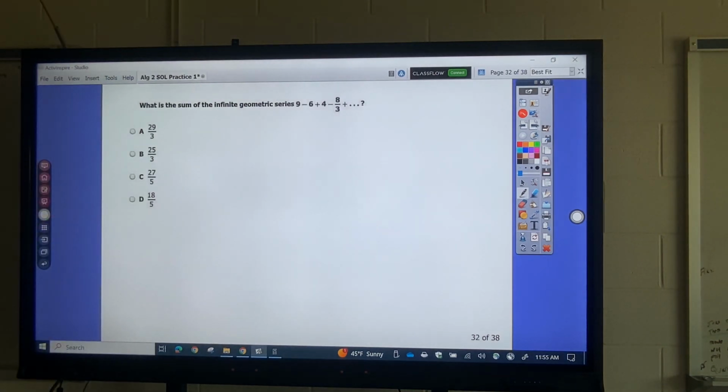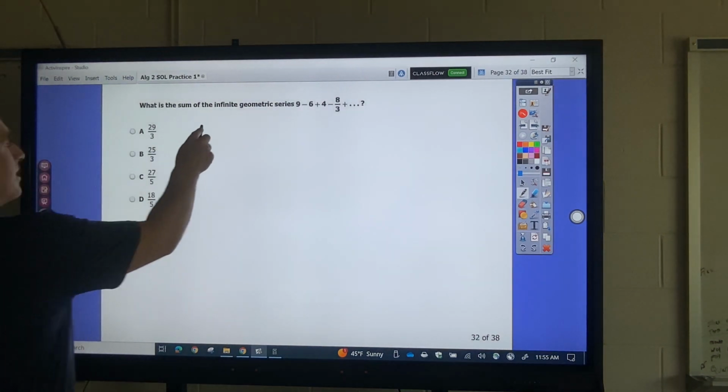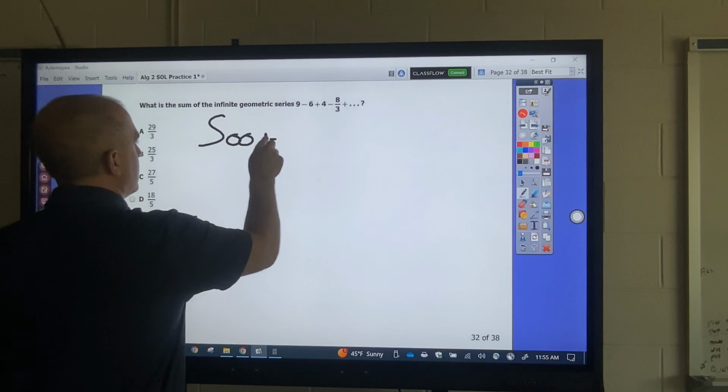Okay, what is the sum of this infinite series formula? We give you on the formula sheet this.